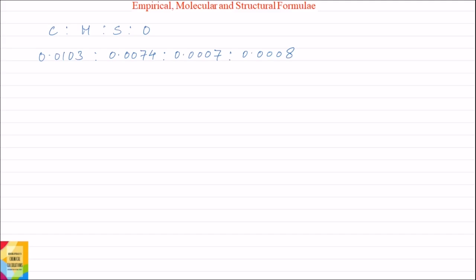Dividing all these number of moles by 0.0007, we get the simplest ratio, that is 14 is to 10 is to 1 is to 1, and therefore the empirical formula of the compound will be C14H10SO.